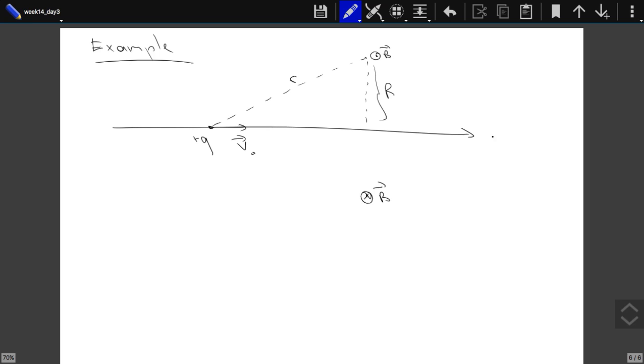So let's say this is the Z direction. B will depend on R. It will also depend on time t. And it will depend on Z. And it will be in the phi hat direction.